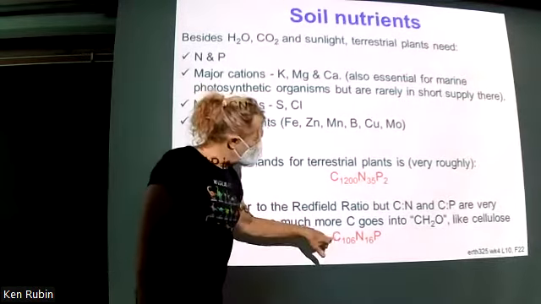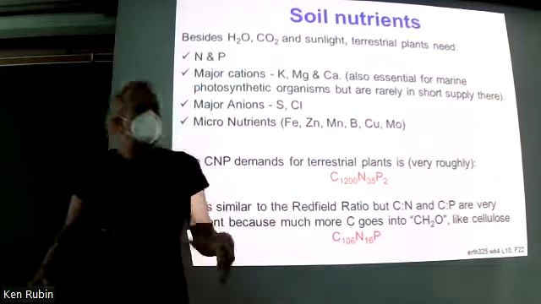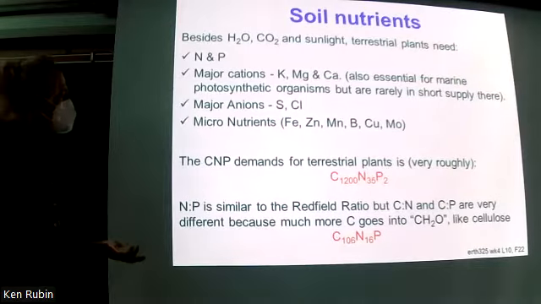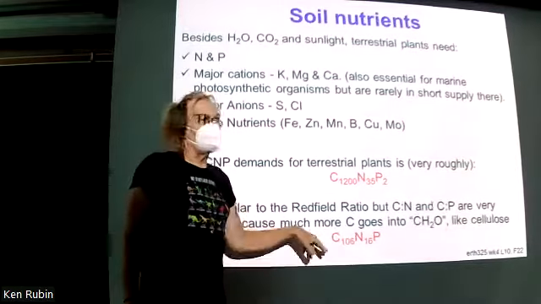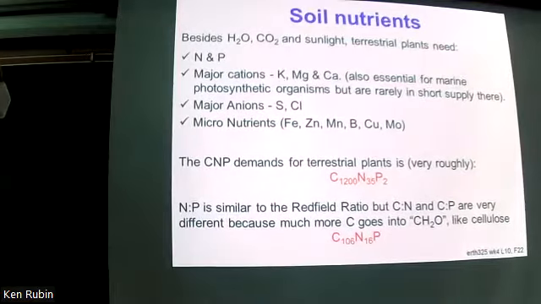The difference between the relative amount of carbon in these two things is all the infrastructure that land plants need, right? They need bark, they need to be able to stand up tall, whereas these guys just float around in the water. They don't need nearly as much carbon to build up tissue mass, okay?